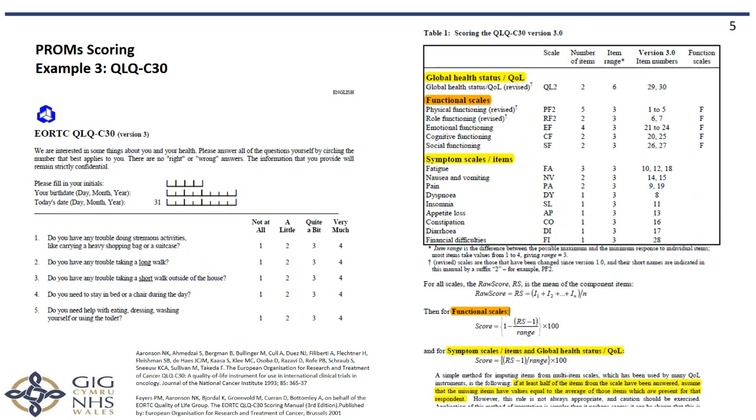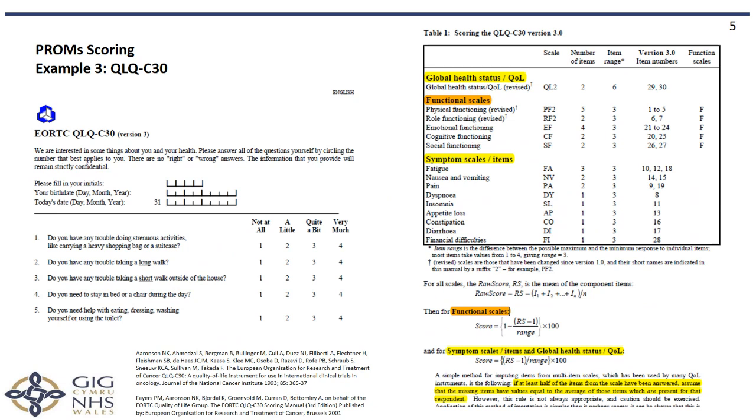Also with this PROM, there are different scoring equations for the different scales. So if we were going to calculate one of the functional scales, which is one of the scales underneath the orange heading in the table, we'd use one particular equation. You can see that at the bottom of the slide underneath the table there. But if we were going to calculate one of the symptom scales or the global health status, then we'd need to use a different equation. Again, this scoring document tells us how to deal with missing data, and again, it was on a completely different page to the rest of the scoring instructions, so it's definitely something to watch out for.